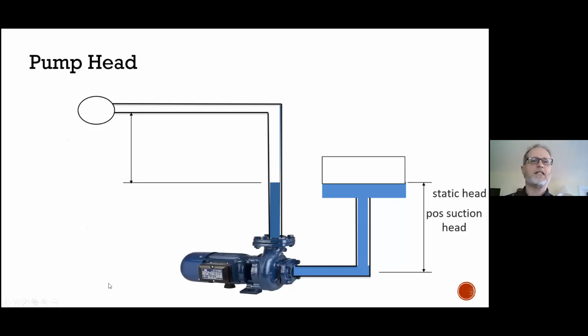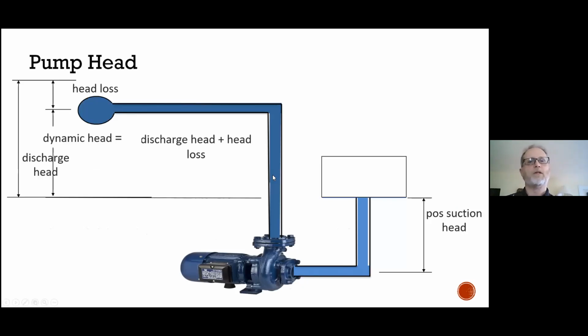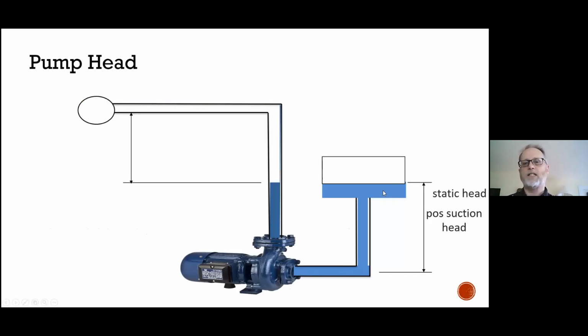And basically, here's an example of how we maintain prime. We're pumping, so we've got a flooded suction, right? We've got static head, positive suction head. Positive suction head simply means that the water line, the elevation at rest, is above the eye of the impeller. Okay, so anytime that's the case, we have positive suction head.